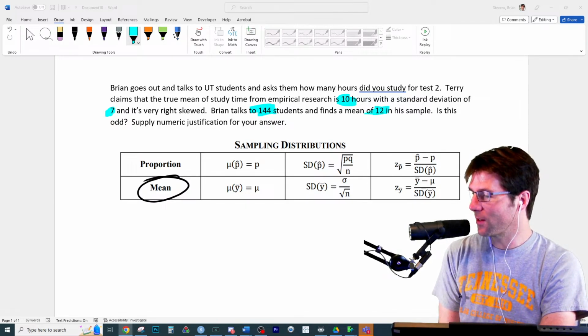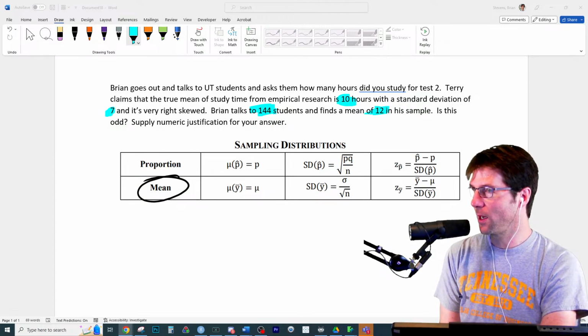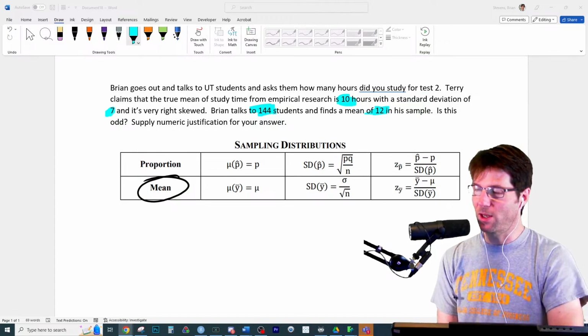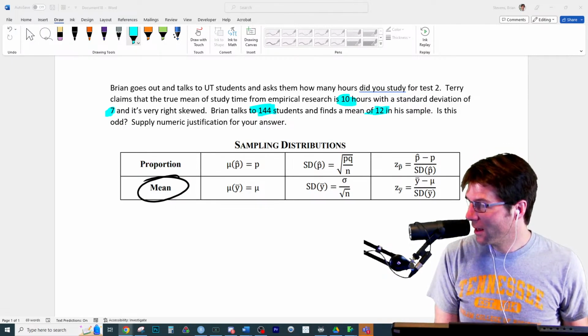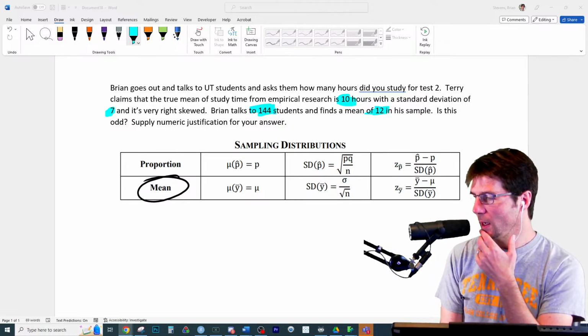We'll take the first guess. Does anyone have a guess or an answer on, is this odd, with the numeric justification? If you say a certain number, I'll know you know the answer. You just say yes or no, and then say this number. The z-score is, is it 3.43?